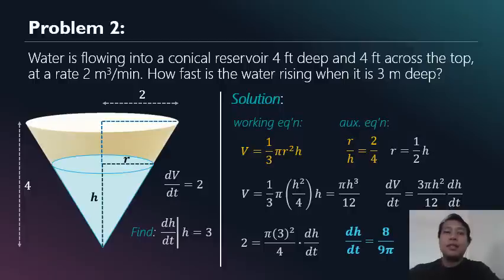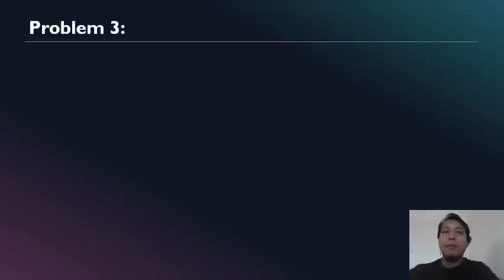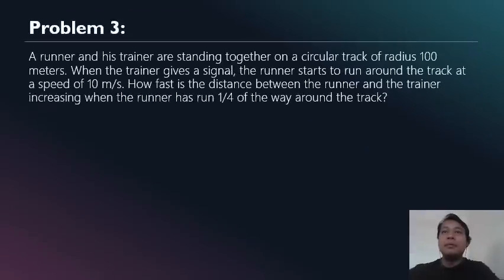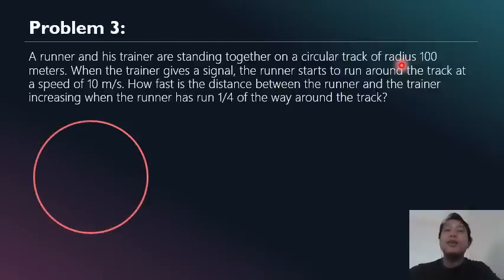Okay, now let's proceed to the next slide to solve problem number 3. Here's the problem. A runner and his trainer are standing together on a circular track of radius 100 meters. Okay, so sasabay ko na dito yung pagdodrawing ha, para mas mabilis tayong matapos. Magdrawing ka ngayon ng circular track na ang radius daw ay 100 meters. Halimbawa, ito yung iyong circular track na ang radius ay 100 meters.